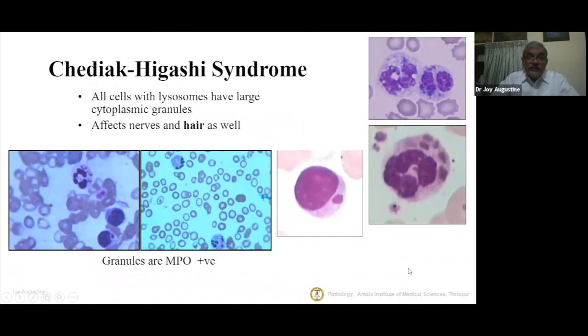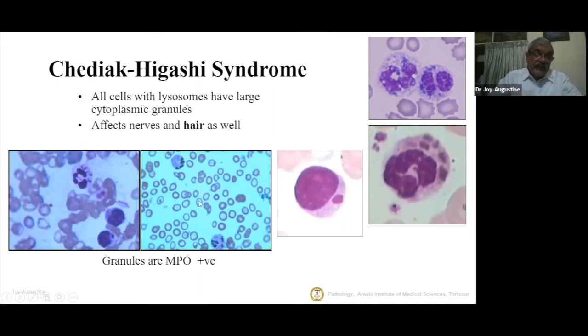Chediak-Higashi syndrome is something worth mentioning, because this is a condition which you are likely to see as a postgraduate student. In your 3 years, you will at least see 1 or 2 cases. Now, this is a case which I saw when I was working as an assistant professor in Trivandrum long back. That was in 1988.